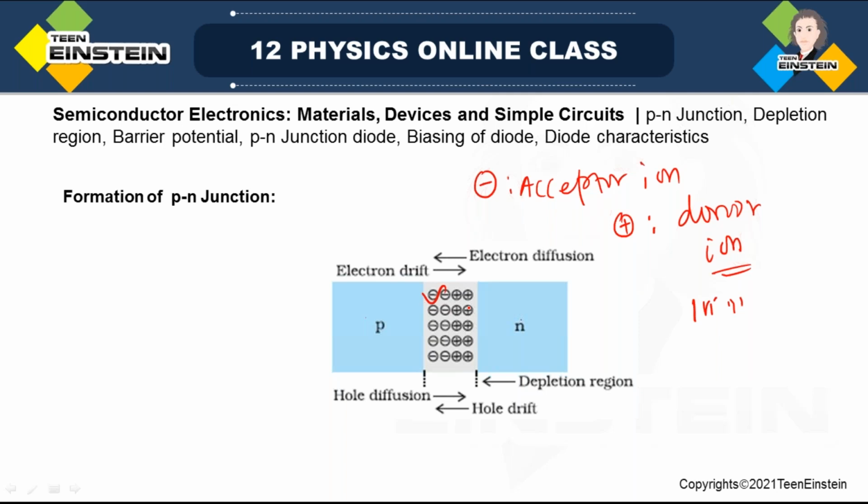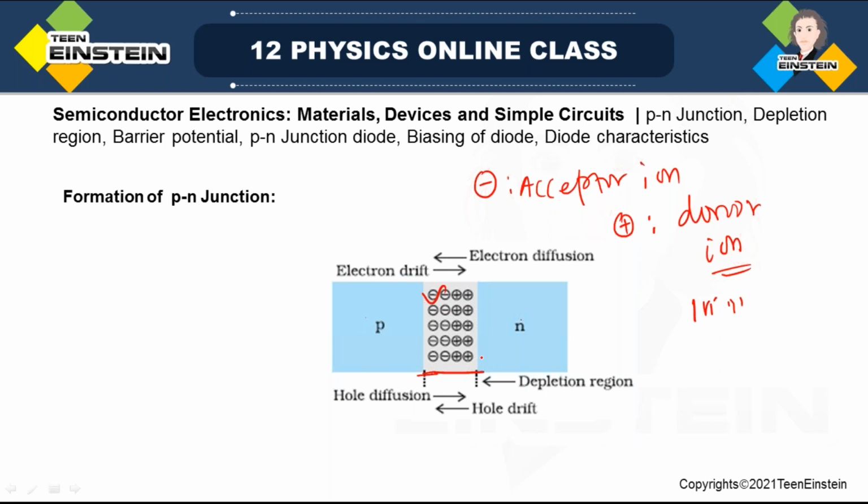This region is called the depletion region because we'll see there will be no free charges at this junction region. You can see that there is no free charge at the junction region. Only the immobile ions are there, so those are called space charges. Space charges cannot move. We'll see why it is called the depletion region.